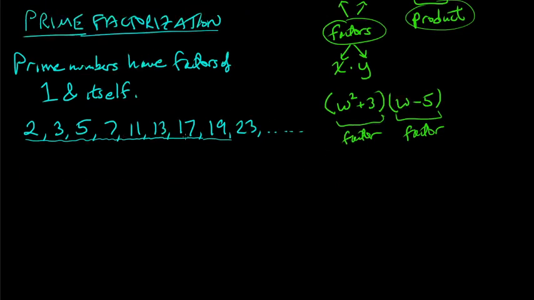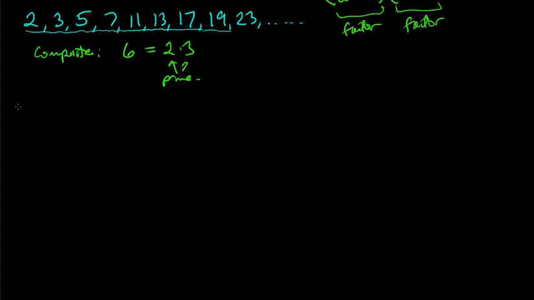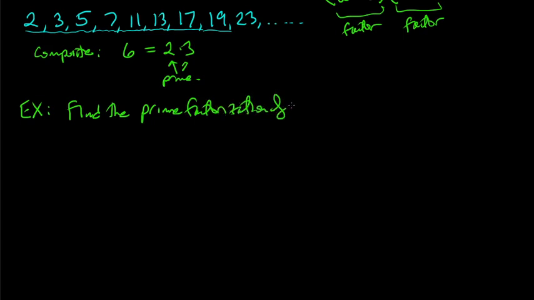All other numbers are called composite. So composite numbers are numbers that have factors other than one and itself. So 6 is composite because it's 2 times 3, 2 and 3 being prime numbers. So any number can be written in terms of its prime factorization. Let's start with, as an example, suppose we want to find the prime factorization of the number 84.